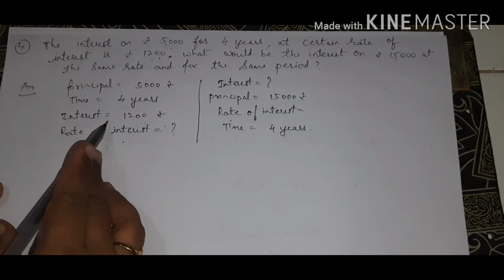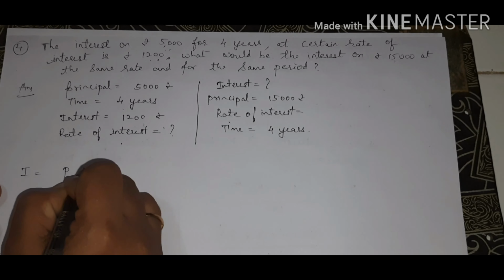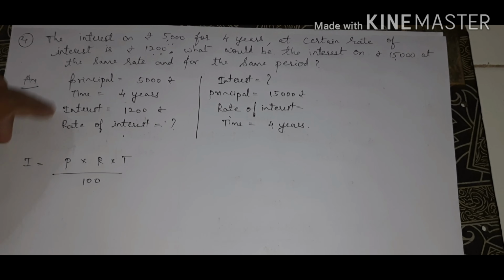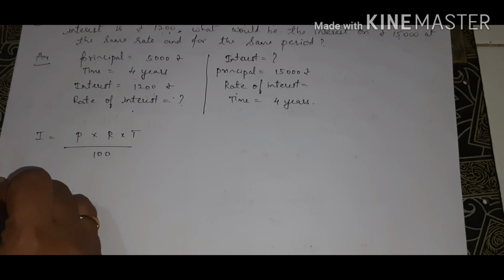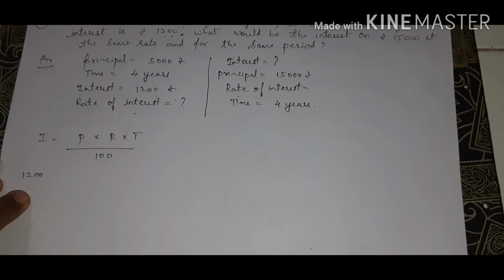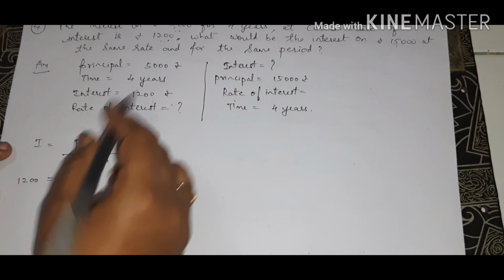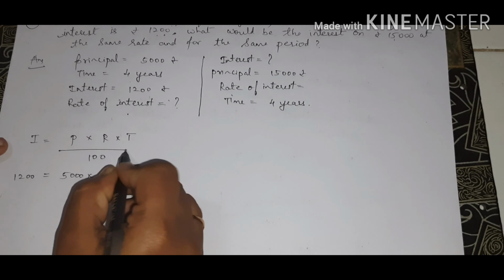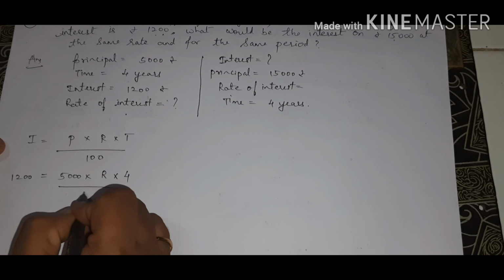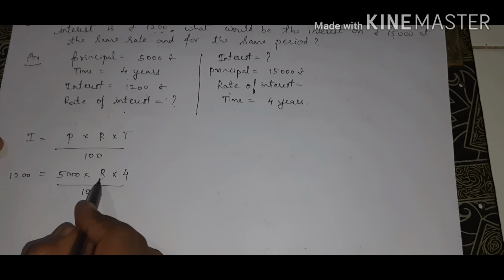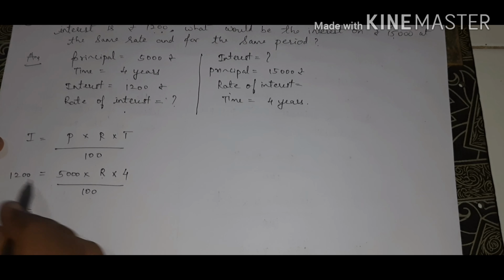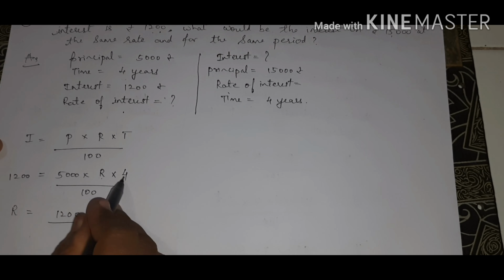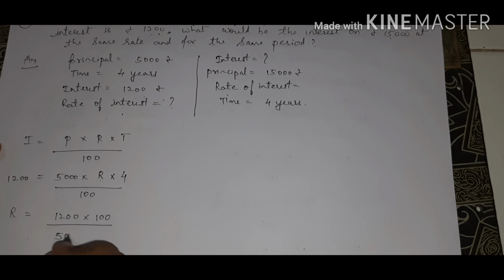The formula will be the same: I is equal to P into R into T divided by 100. Interest is given to me, so I will substitute interest here, 1200, because interest is given: 1200 is equal to P given 5,000. R is not given, the rate of interest, so R I will keep as it is. Time is given, 4, divided by 100. Now make this R, try to bring it here. Cross multiply: 1200 multiplied by 100. This R is here, so this will come down: 5,000 into 4.